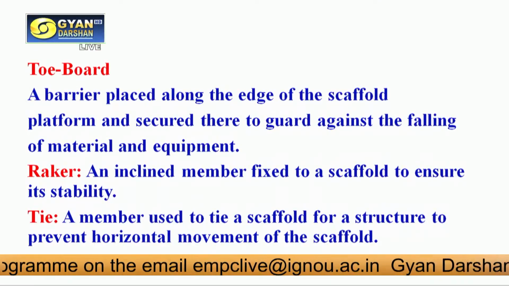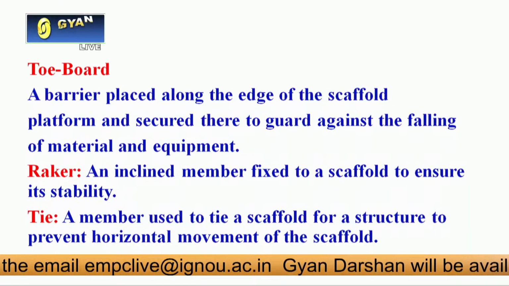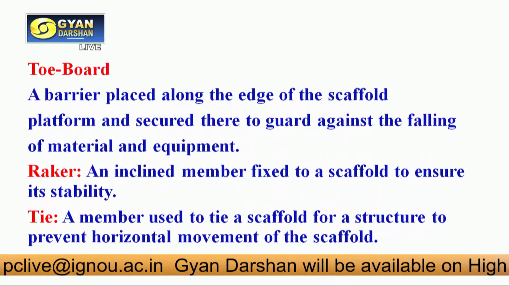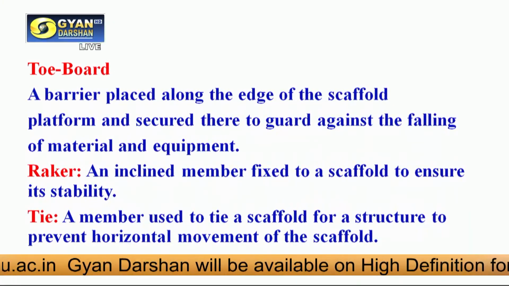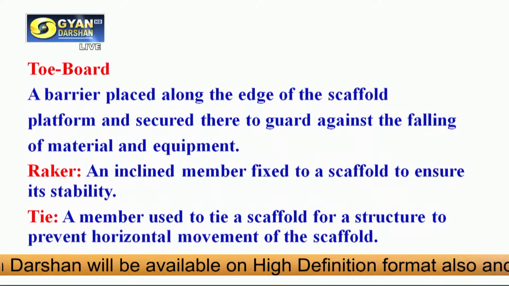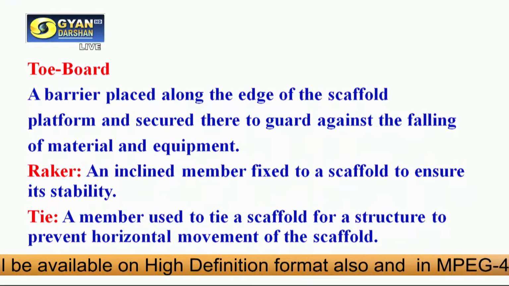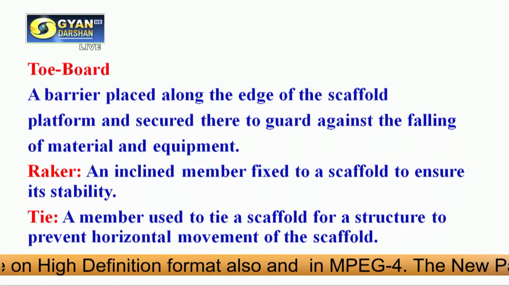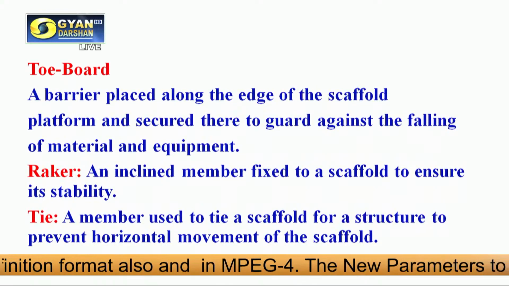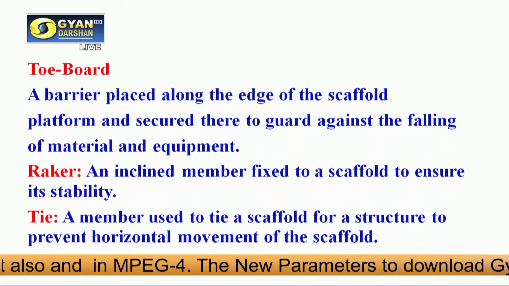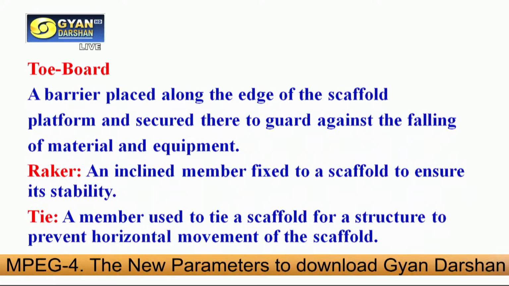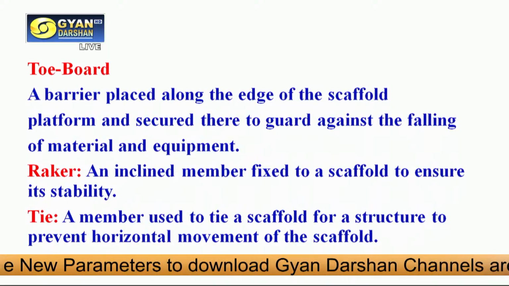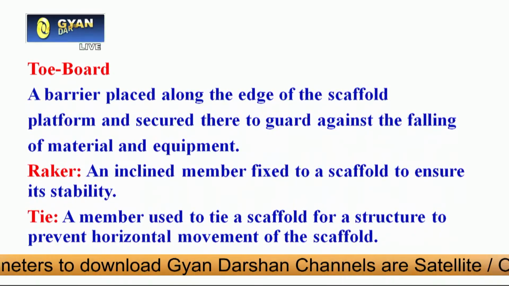Then another member is the racker. This is an inclined member fixed to a scaffold to ensure its stability. So it is very clear that these inclined or diagonal members are provided to give stability to the scaffold to avoid any distortion of the scaffold.